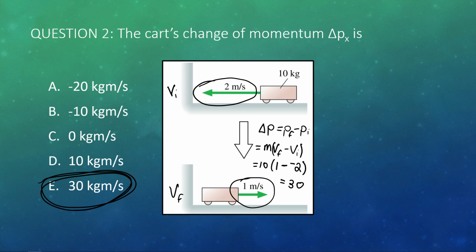Be careful with negatives. That's the main reason I threw this one in at the end, is to alert you to the fact that you have to take into account direction. It is a vector. Right is positive, left is negative. Keep that in mind.